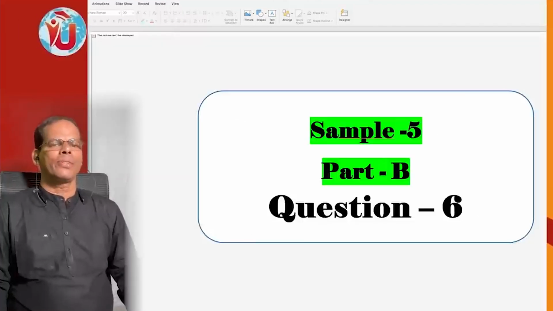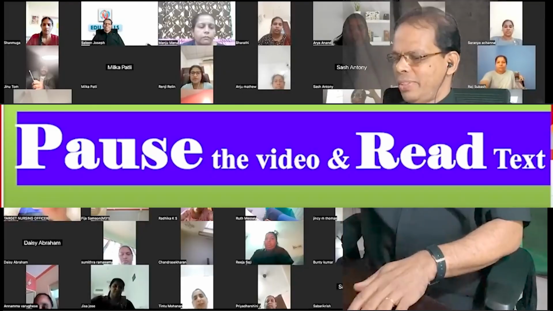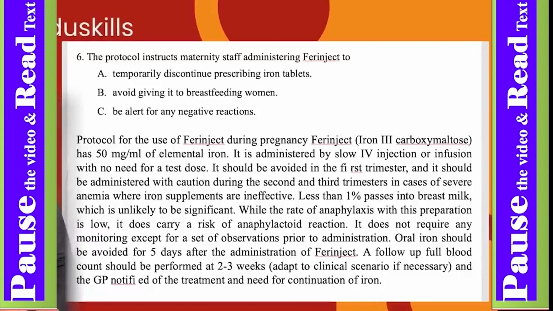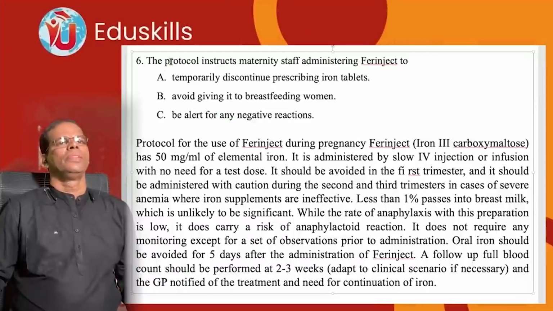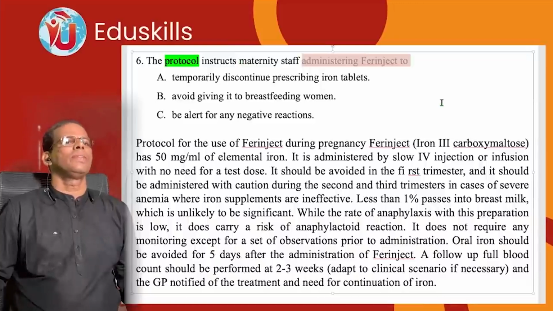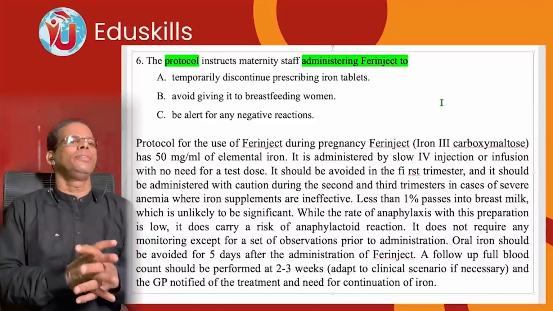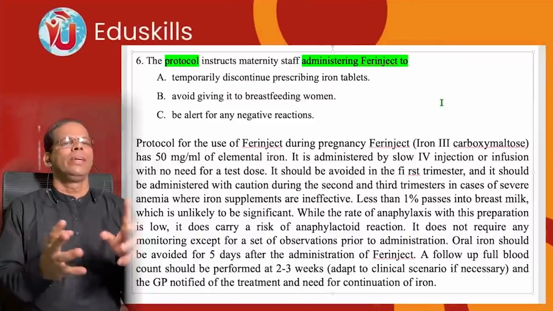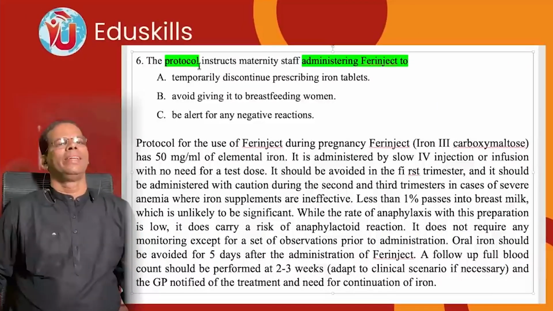So we get into the last one, number 6, and read. The protocol instructs... What is the instruction? Administer staff, Pharynject. If the maternity staff is administering Pharynject, what should be done? Among these three things, one is the instruction. The protocol instructs the maternity staff.